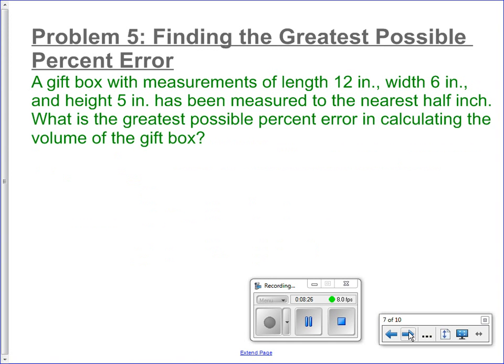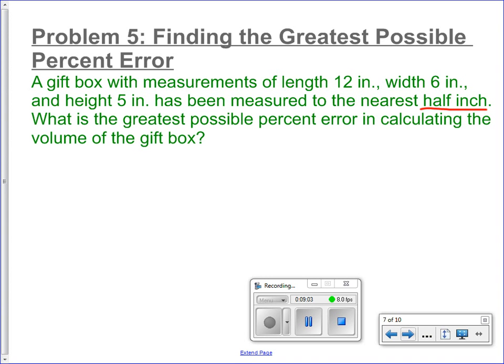Problem 5, finding the greatest possible percent error. Now this requires several steps, so don't be daunted by it, but it is a rather complicated type of problem. A gift box with measurements of length 12 inches, width 6 inches, and height 5 inches has been measured to the nearest 1/2 inch. I'm going to underline that because that will be important. What is the greatest possible percent error in calculating the volume of the gift box?